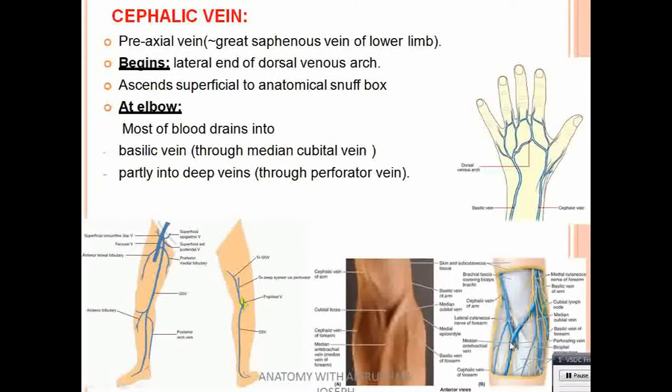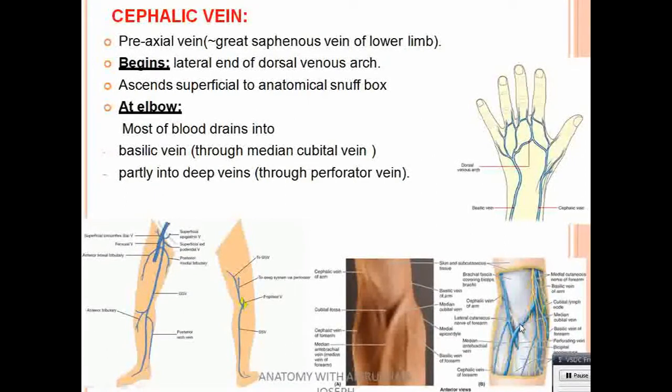At the elbow, most of the blood that is in the cephalic vein will be diverted into the basilic vein through the median cubital vein. Median cubital vein is a connection between the cephalic and the basilic vein. So most of the blood from the cephalic vein goes to the basilic vein through this vein, and partly into the deep veins through perforator veins.